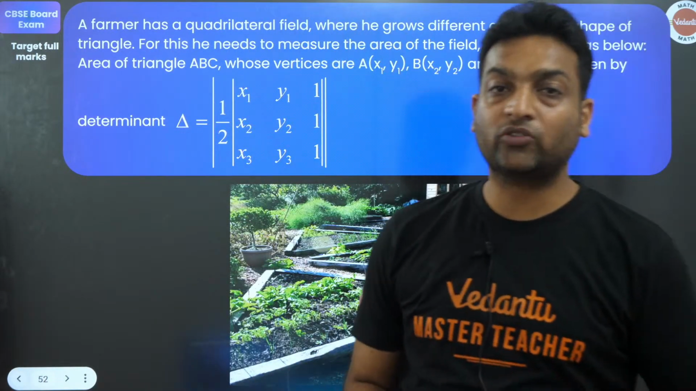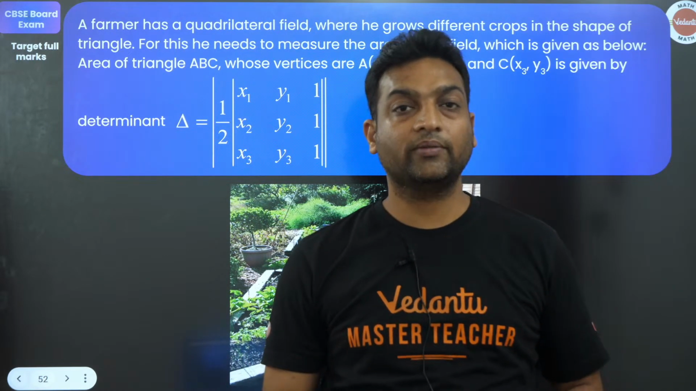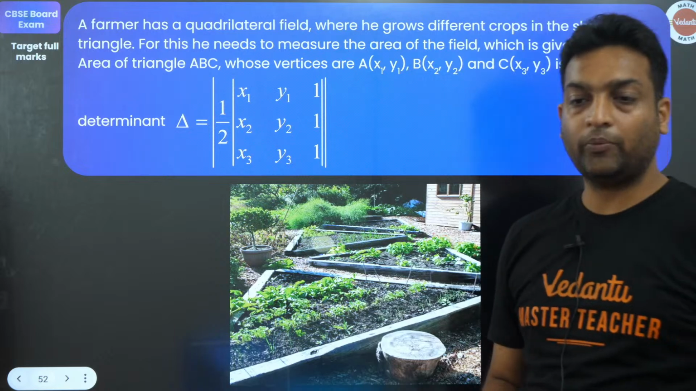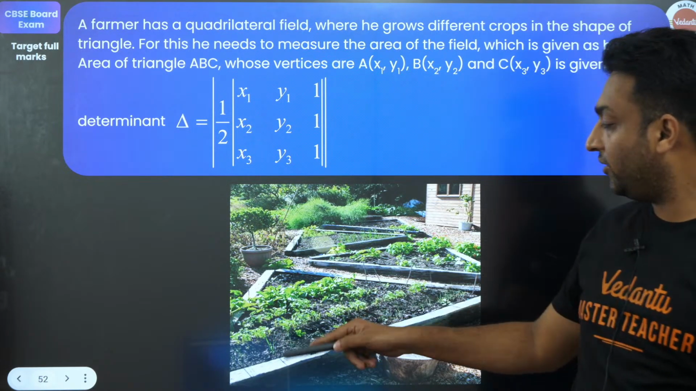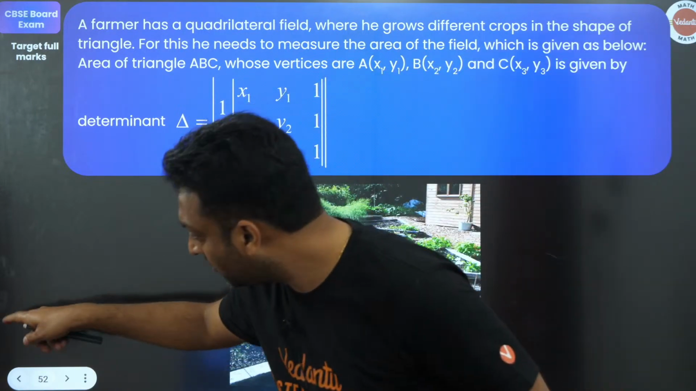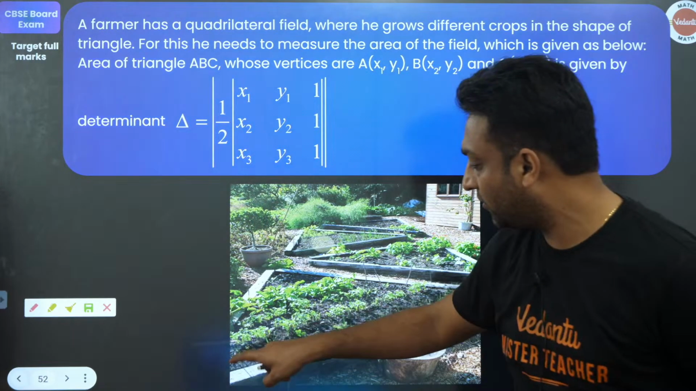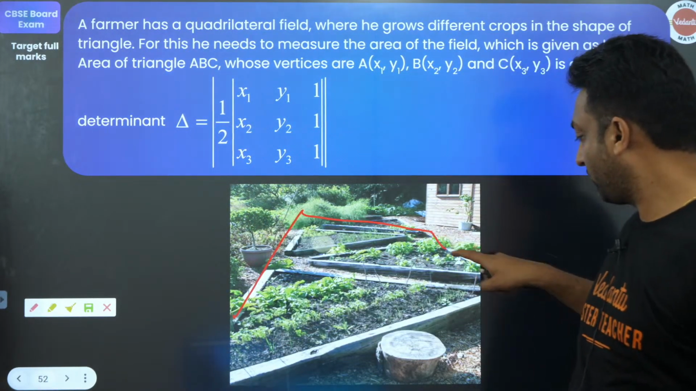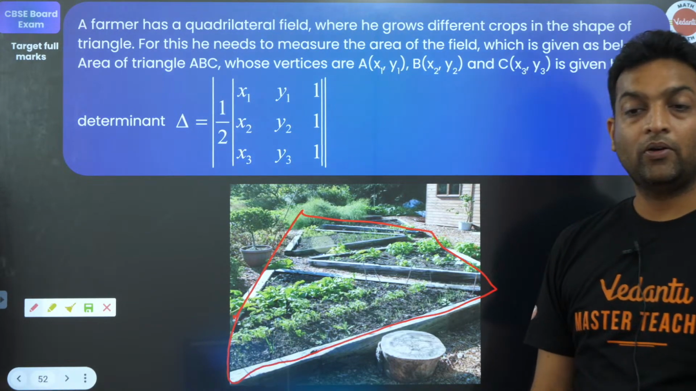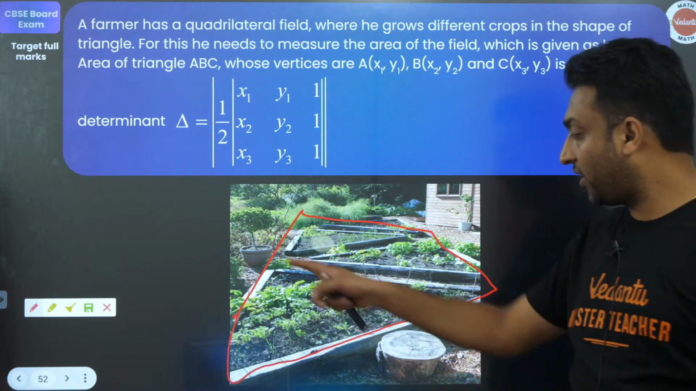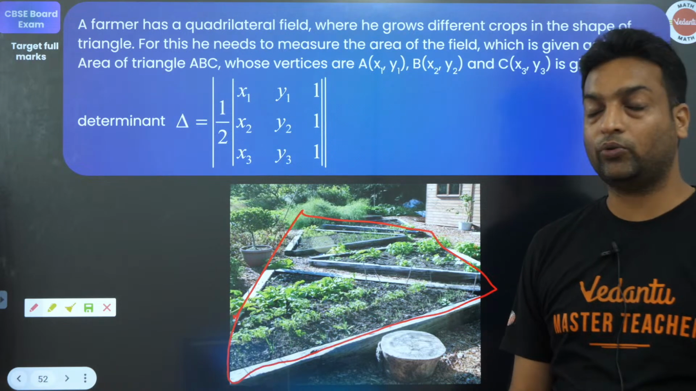Let's do a case-based question on determinants. Determinants is an important topic. A farmer has some quadrilateral field. If we connect everything, you will see a quadrilateral field, something like this. But what he does is divide it into triangles to find the area, because the area of a triangle is easy to find.